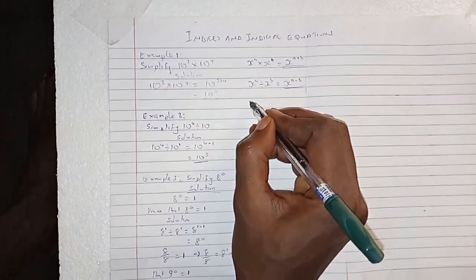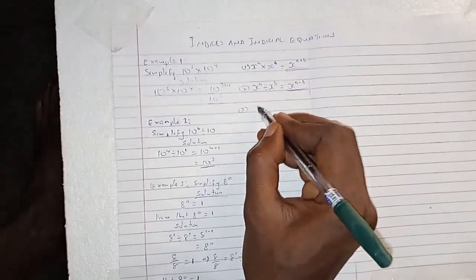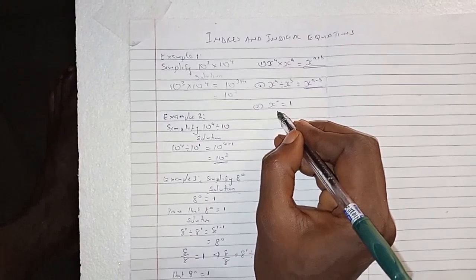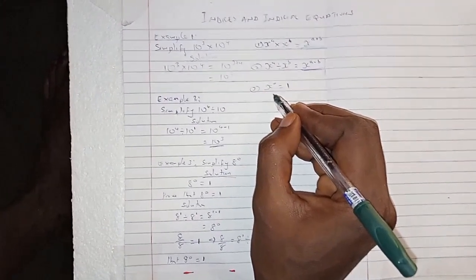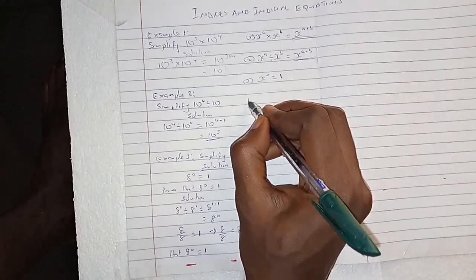Okay, this is number 1. This is number 2. Number 3, x raised to the power of 0 is equal to 1. This has already been proven. Okay, further examples.